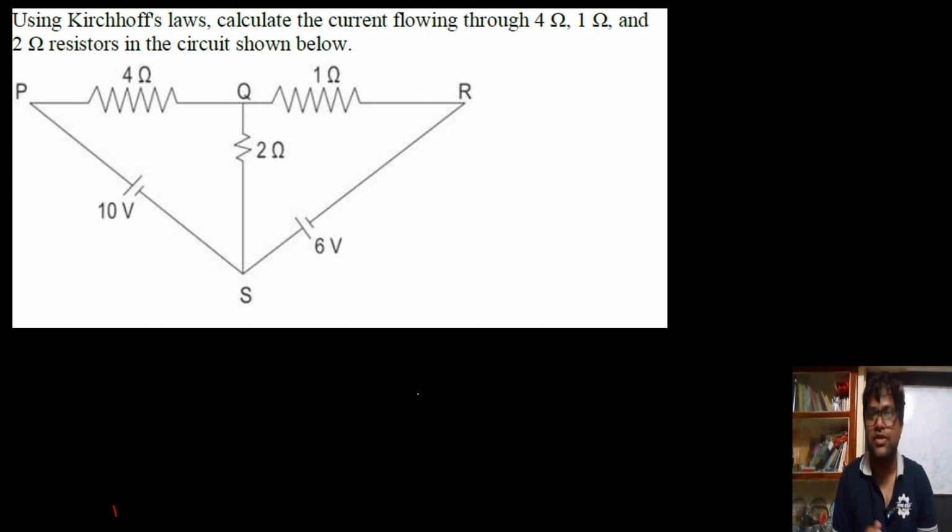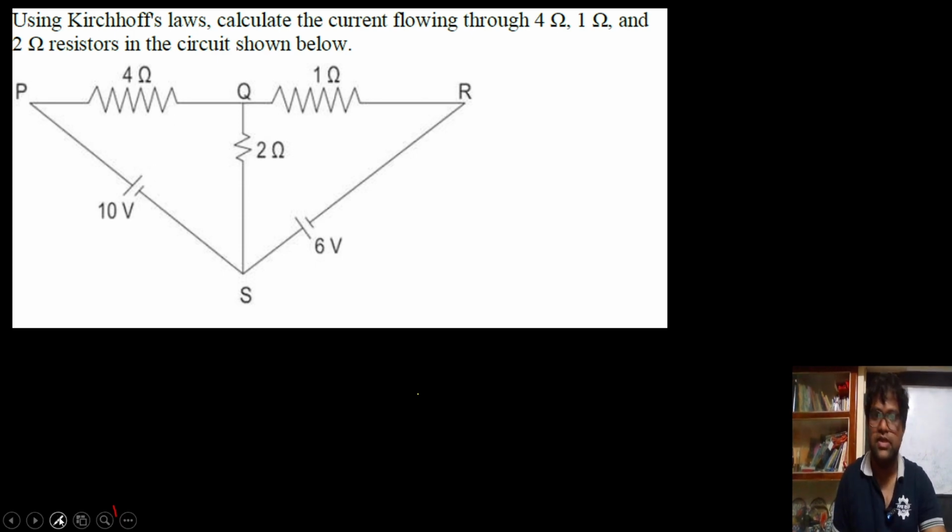So students, today in this video we'll discuss one question using Kirchhoff's law. You know the Kirchhoff's rules like junction rule and loop rule. So here we'll use them and we'll solve this network and we'll find out the current through each resistor.